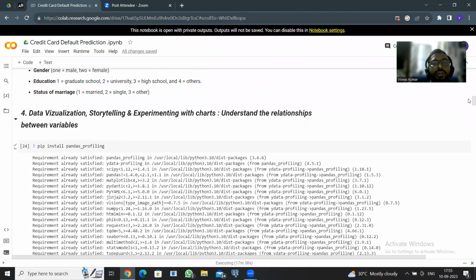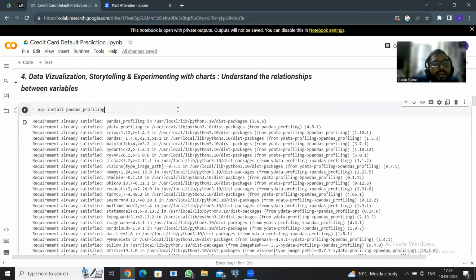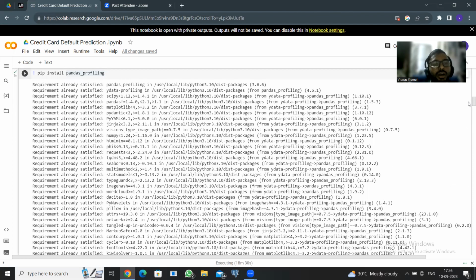So coming to the most important part of data science or data analysis, here is the data visualization and storytelling, understanding the relationship between variables. For easy understanding, for the starters, we have to know how to do the EDA part. So I've installed pandas profiling, which is a cool library to do the EDA analysis quickly and understand the data, and what type of analysis we have to deal with.